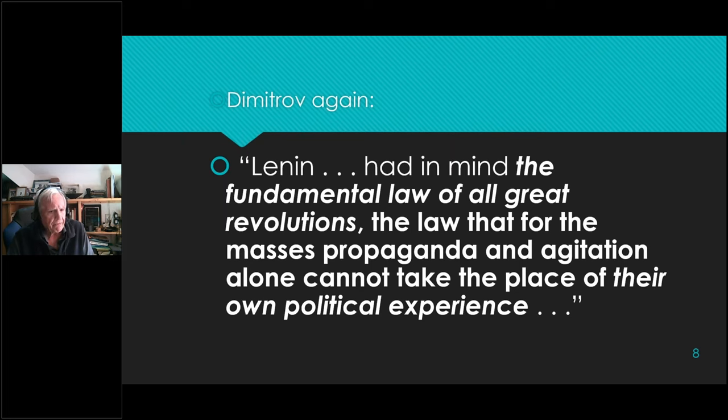Lenin had in mind the fundamental law of all great revolutions, the law that for the masses, propaganda and agitation alone cannot take the place of their own political experience. So our entire strategy, not just against fascism, but our entire strategy for the current stage of struggle against the extreme right, is to help move more millions of people into motion so they can learn from their own political experience. And once they learn from their own political experience, then our agitation and propaganda make sense to them because it matches their lived experience.